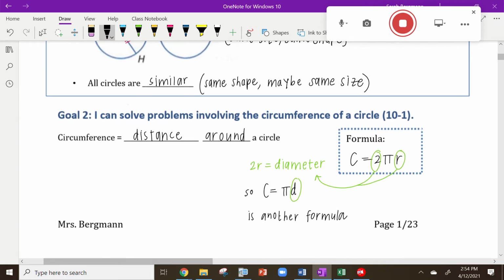Okay, let's talk about the circumference of circles. Circumference is the distance around the circle. The formula is circumference equals 2 pi times the radius. So R is equal to the radius. Now, since 2 times R is also equal to the diameter, since the diameter is made up of 2 radii, the circumference could also be written as pi times diameter, because if we multiply 2 times R, it gives us the diameter D. So we can also use this formula, circumference equals pi times diameter.